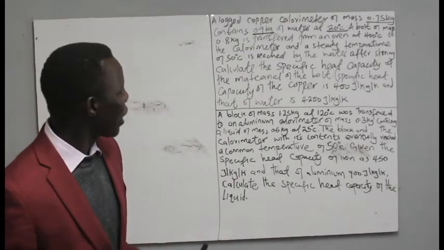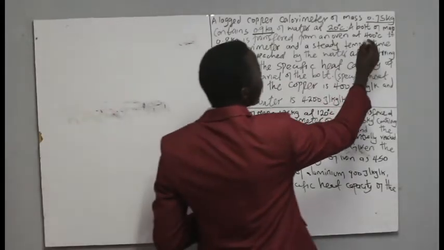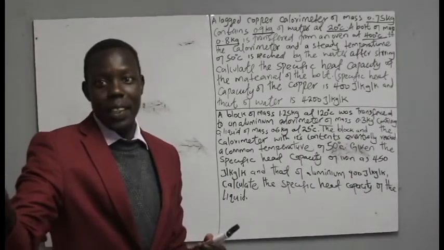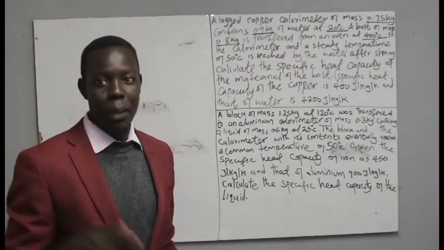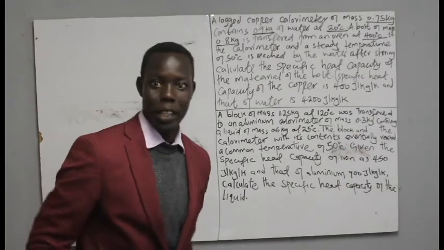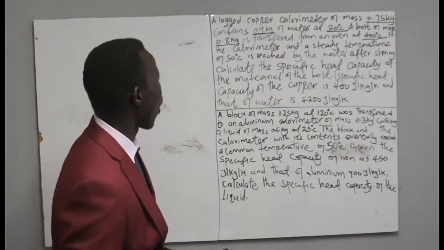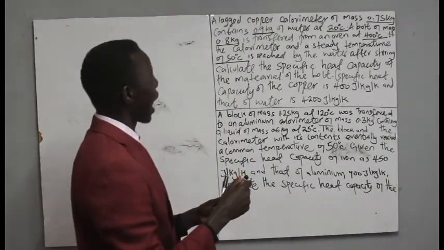From an oven at 400 degrees Celsius. Now, this ball has a mass of 0.8 kilogram, and the initial temperature is that of the oven, 400 degrees Celsius, because when we remove it, the ball will have the same temperature as in the oven. It is transferred to the calorimeter, and a steady temperature of 50 degrees Celsius is reached by the water after stirring.